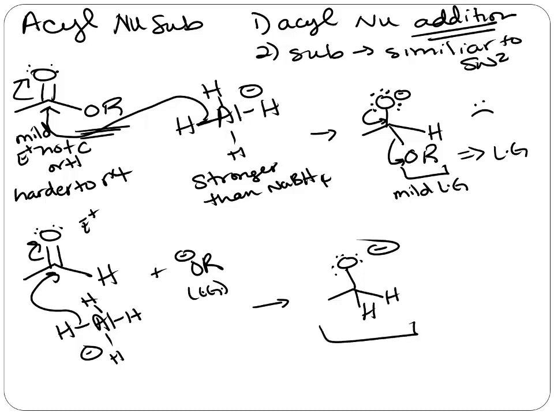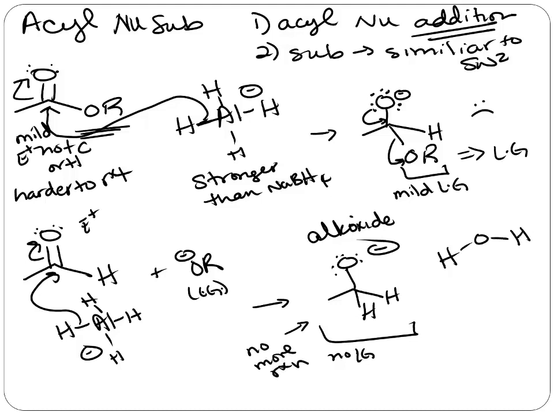Now I have no more leaving groups. So this is just going to sit here and not do anything. Now we've gotten an alkoxide that's just going to stay there and not do anything until you protonate it. So once you've gotten the acid, there's no more reaction. You're going to use your acid, H3O+, and remove one of these hydrogens, and we get an alcohol.